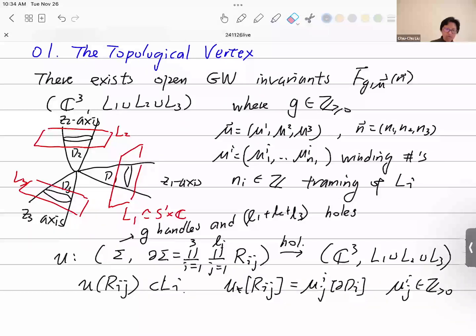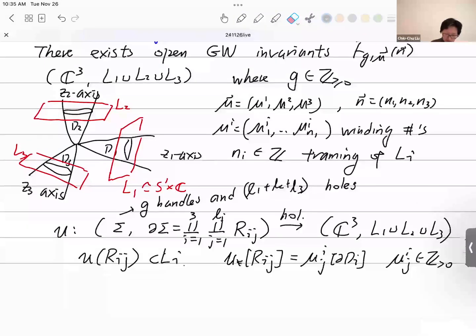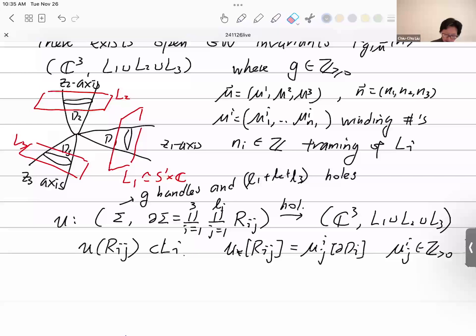holomorphic maps from a bordered Riemann surface sigma. So it can have any number of handles and any number of boundary circles. So the boundary circles are mapped to the union of the three Lagrangian submanifolds. So we can say like R_ij is mapped to the first Lagrangian L1 and so on. Yeah, so I think last time there was some question.